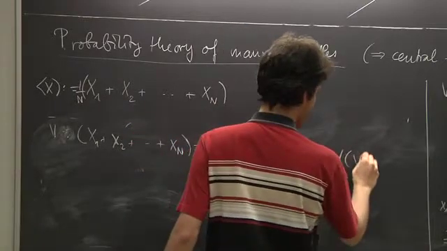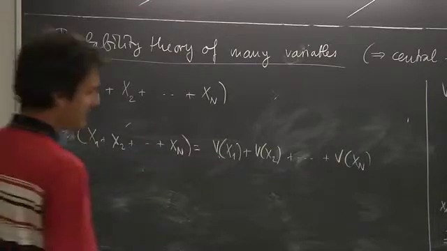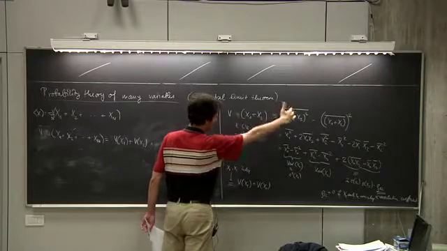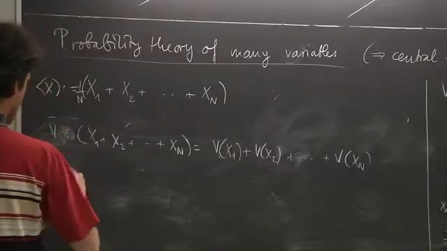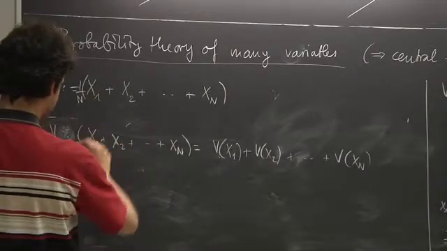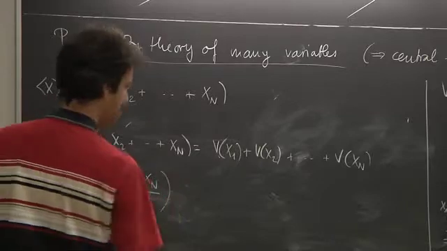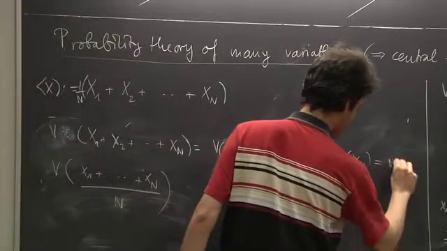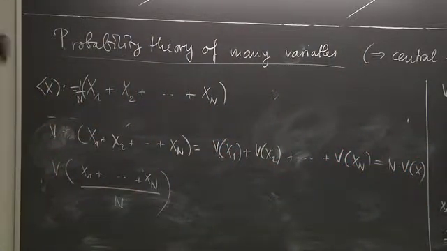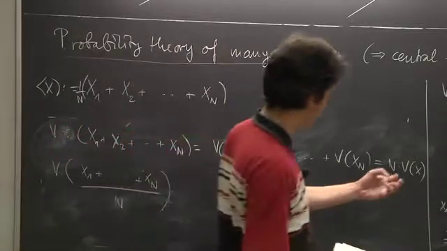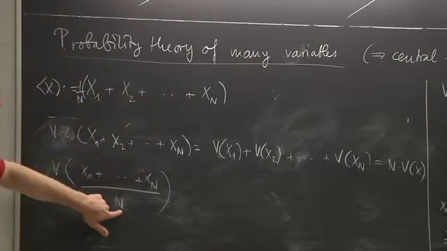This follows just from induction. If you know it for 2, then you show it for 3, regarding this as one variable and then plus x3 as the other variable, and it follows immediately. So what happens if I take the variance of the same expression, but divided by n? This is of course 1/n times the variable whose distribution we want to characterize. So what is the variance of the same term divided by n?